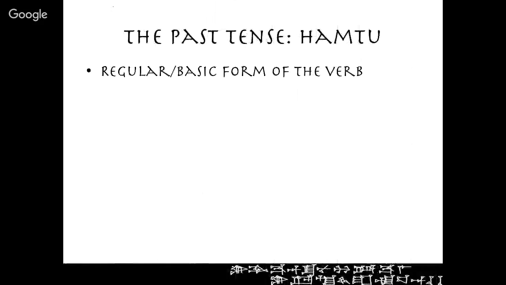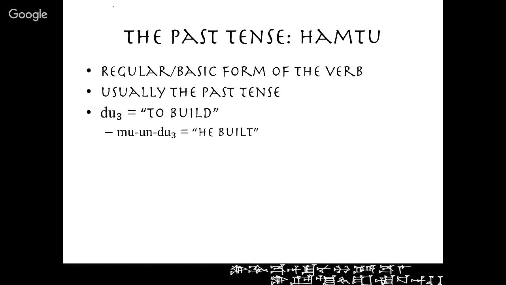Okay, let's talk about Hum2. So Hum2 is the regular or the basic form of the verb. It's the one that's not inflected as much, I guess. It's usually in the past tense, as we've described. So we have verbs like do3, to build. Well, mu'un do3 is he built. Notice do3, it stays the same.